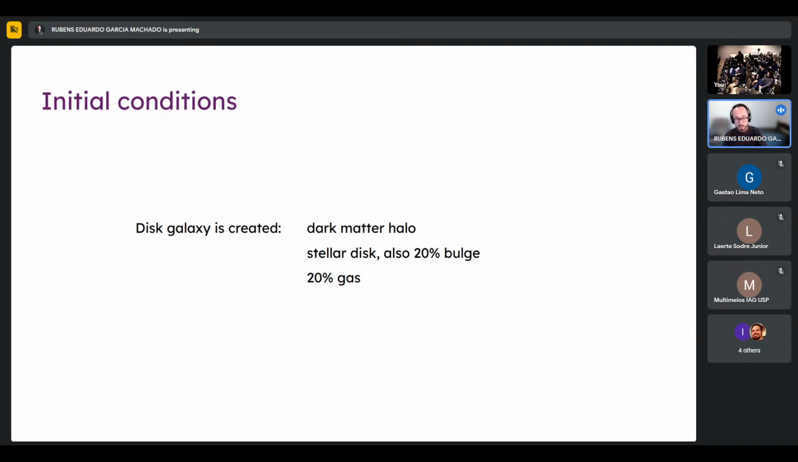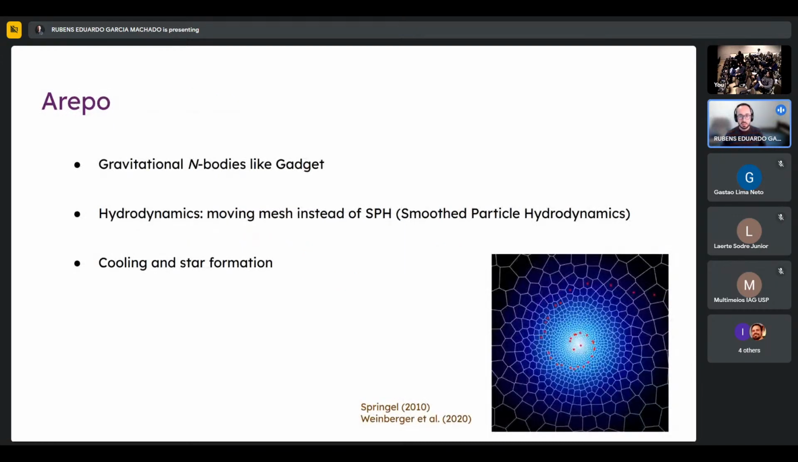The simulations that we have been running, we're using the code Arepo, which is a sort of descendant from Gadget. So the N-body part is similar to the earlier Gadget codes. The difference is in the hydrodynamics, where instead of using the approach of SPH, which is smoothed particle hydrodynamics, it uses a more complicated method of a moving mesh. And in this version of the code, cooling and star formation are included.